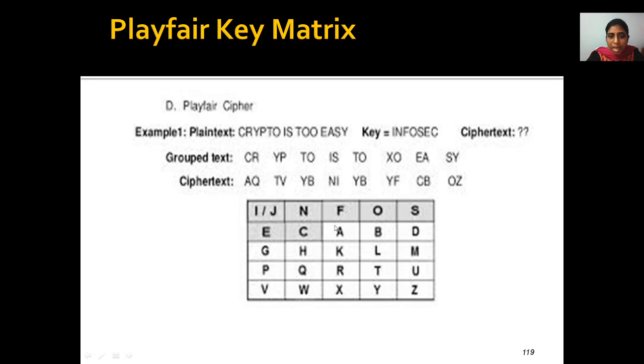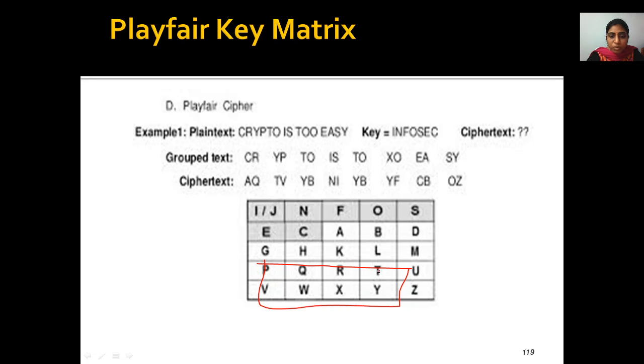So C and R, this becomes the block. Now we are going to take the opposite corner, so it becomes the AQ. Okay. Now similarly YP. So Y and P over here. So we are going to take this particular box. So Y and P are the corners.